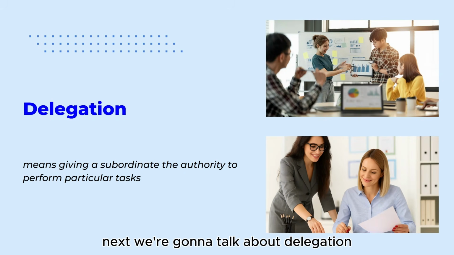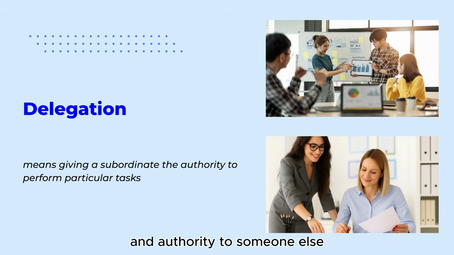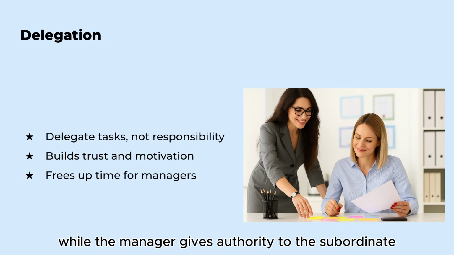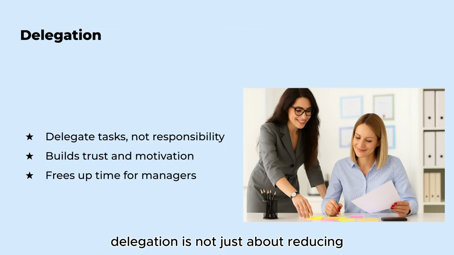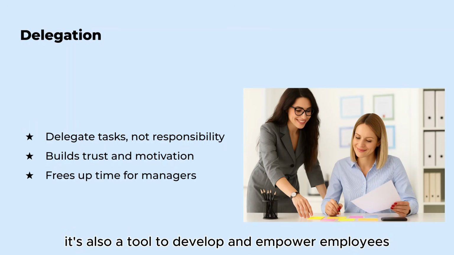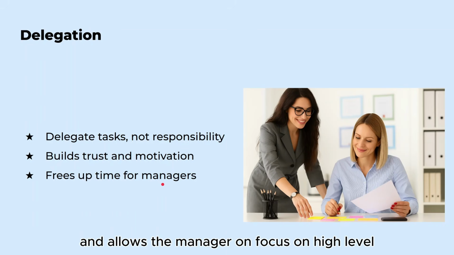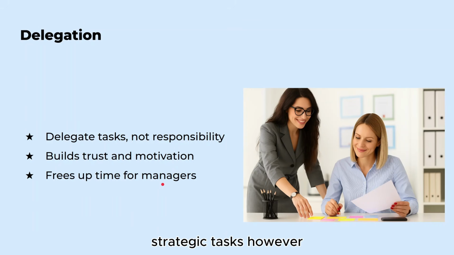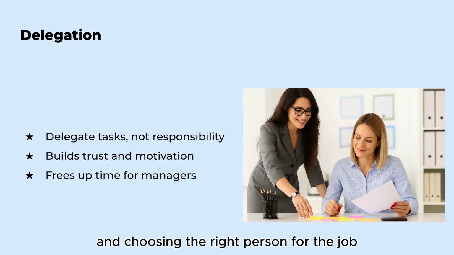Next, we're going to talk about delegation. Delegation is the process of assigning responsibility and authority to someone else to carry out specific tasks. While the manager gives authority to the subordinate, the responsibility still remains with the manager. Delegation is not just about reducing the manager's workload, it's also a tool to develop and empower employees. It shows trust, helps in time management, and allows the manager to focus on high-level strategic tasks. However, successful delegation depends on giving clear instructions and choosing the right person for the job.